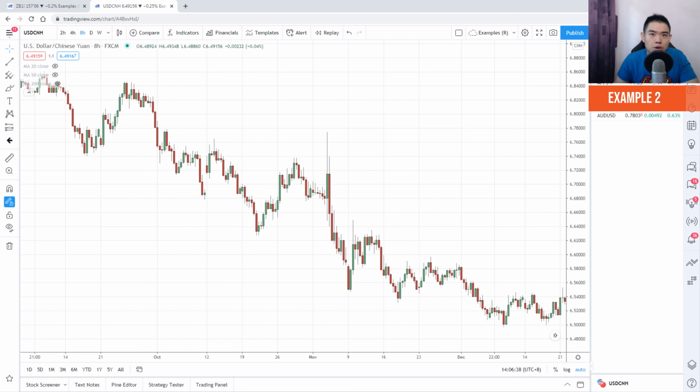So moving on, this is the dollar against the Chinese yuan. This is a forex market, and this time around we are on the 8-hour time frame. This is to show you that this trading strategy, the concepts that I'm sharing with you, can be applied across different markets and time frames.